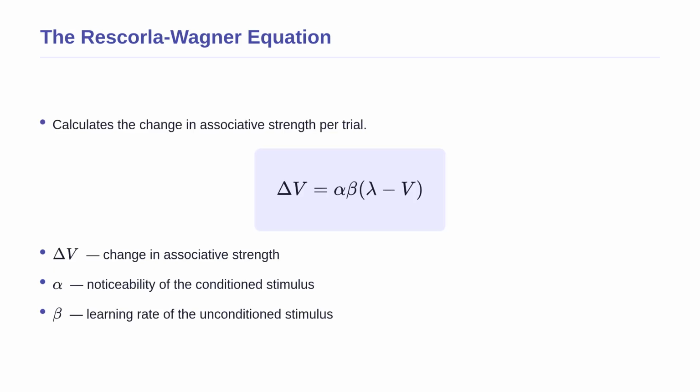This brings us to the elegant equation at the heart of behavioral psychology, the Rescorla-Wagner model. Conceptually, this formula calculates how much an animal learns in a single moment. Let us break down the symbols. Delta V represents the change in associative strength during one trial. Alpha is the salience or noticeability of the stimulus, like how loud a bell is. Beta represents the learning rate tied to the reward, like how delicious the food is. If either the bell is louder or the food is tastier, the learning rate increases.